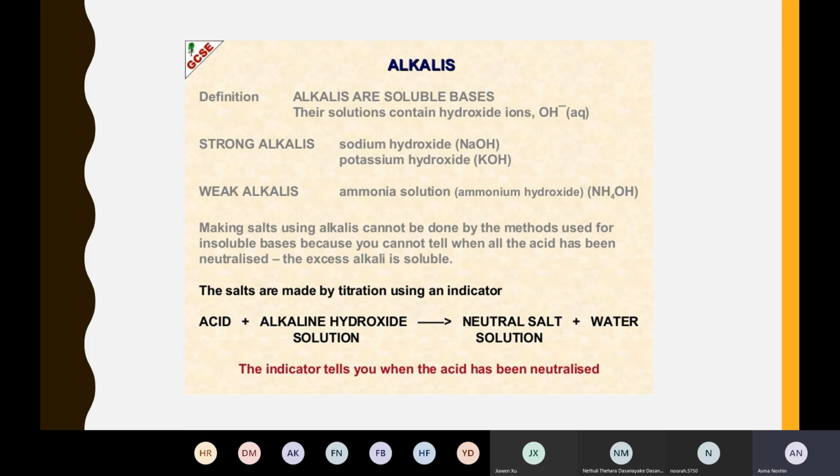The name on the top now, instead of base, is written alkalis. So remember, we will change the name from bases to alkalis when we are using hydroxide. We will not use the name of base with metal hydroxide. We will use the name of alkalis because they dissolve in water.